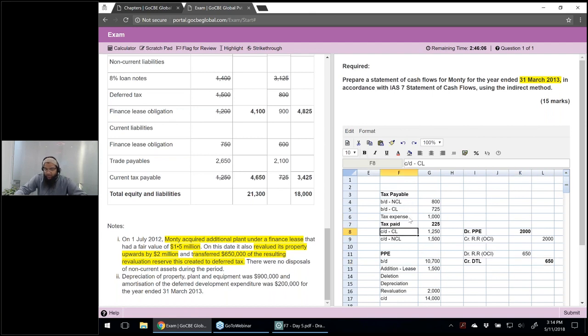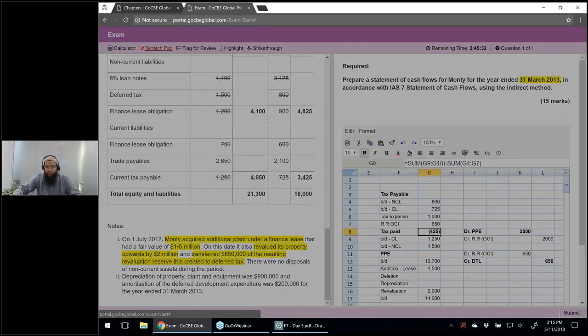So if we go over here, we are going to add a line and we are going to say revaluation reserve through OCI by 650. So now we need to recheck the formulas, because I have told you earlier that if you are going to cut paste any formula related cell, the formula may be required to be re-entered. So the tax paid is actually 425. So if I go back onto the scratch pad, I'm going to say it's not 225, it's 425.